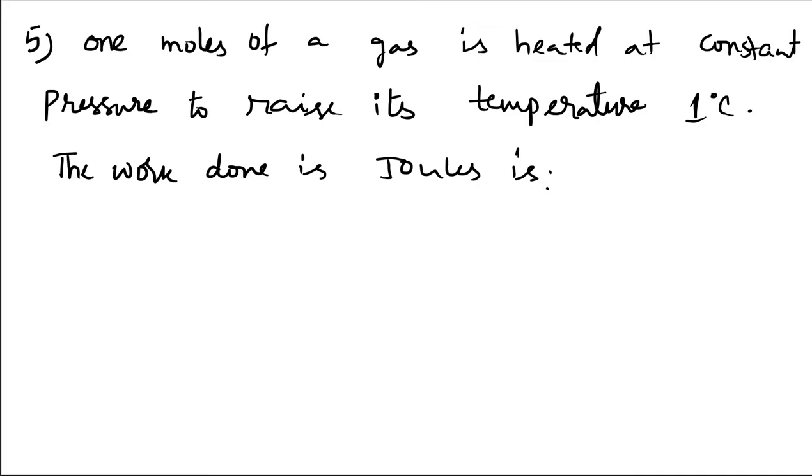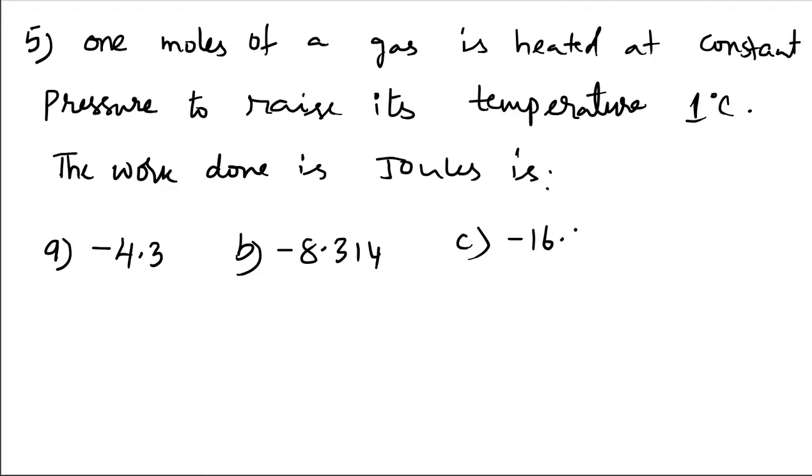Now let's find out what the answer is. Before we find the answer, let's take the options. A is negative 4.3 joules. B is negative 8.314. C is negative 16.62, and option D is unpredictable. We can't say, it can be any number. So that's the meaning of unpredictable. So let's find out what the work done is.